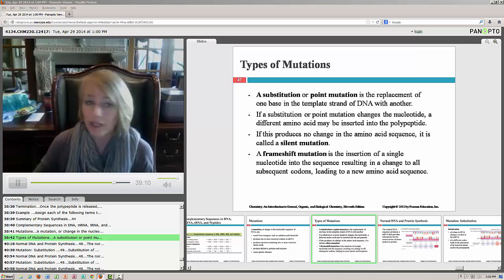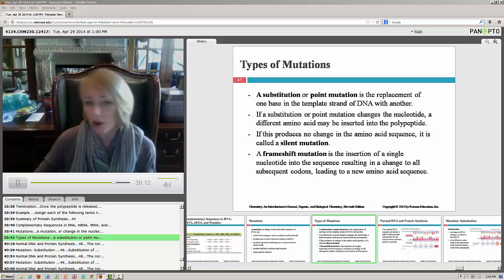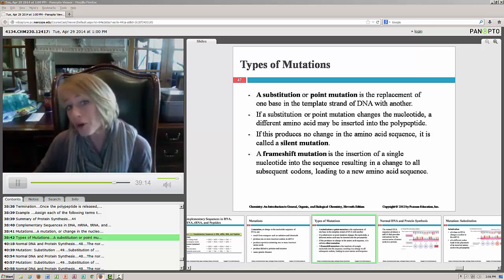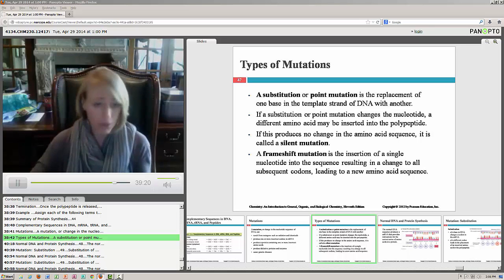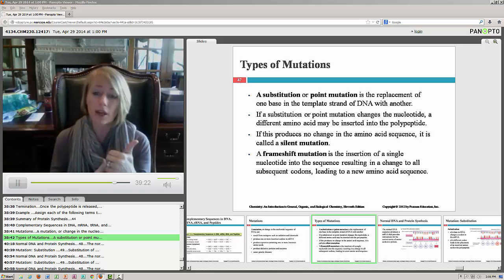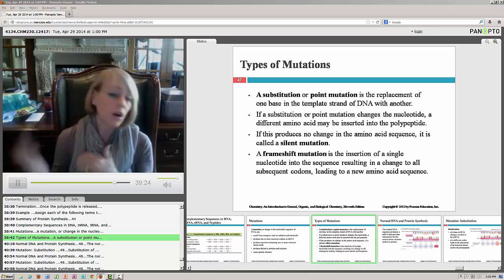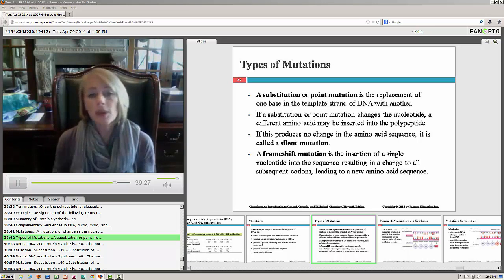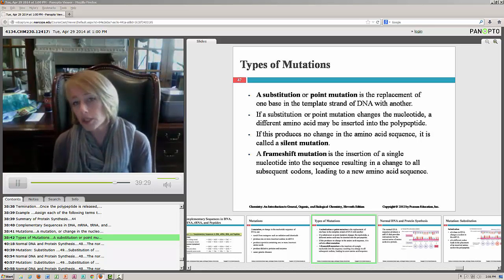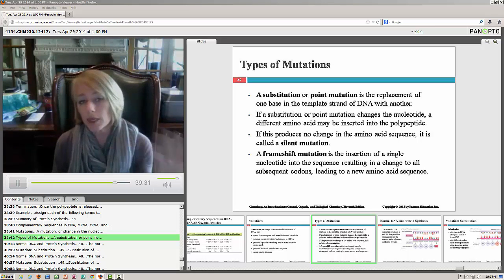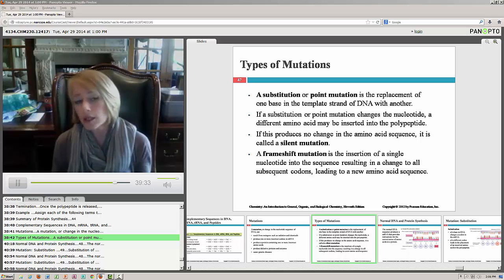If you have, let's say, a basic amino acid substitute for an acidic amino acid, then you may have some really distinct changes. It may cause the protein to fold in that spot, and so you get a malformed protein. All kinds of different things can happen. So it depends on where the substitution or the point mutation takes place. If nothing happens and we get the same amino acid sequence, we call it a silent mutation.